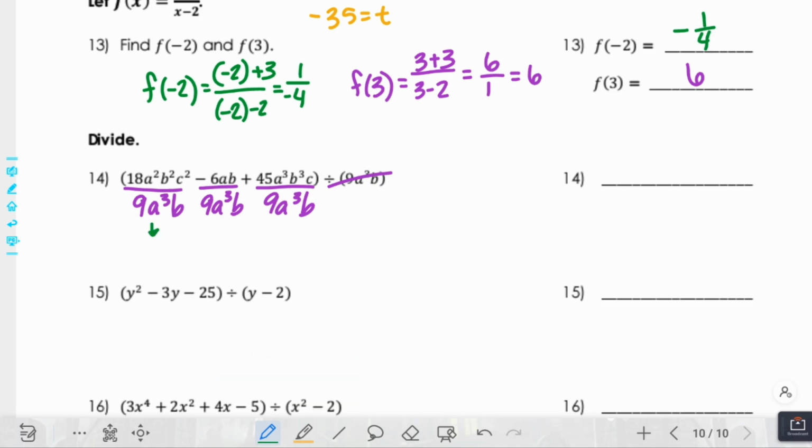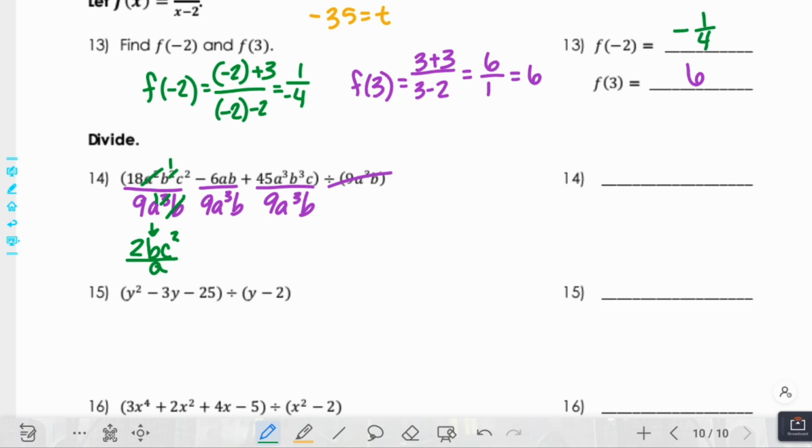This guy, 18 divided by 9 is 2. If I take out my a's, I take out 2 in the numerator, I'm left with 1 down in the denominator. Take out my b in the denominator, and I'm left with 1 in the numerator. So I've got 2bc squared all over a for that first term.